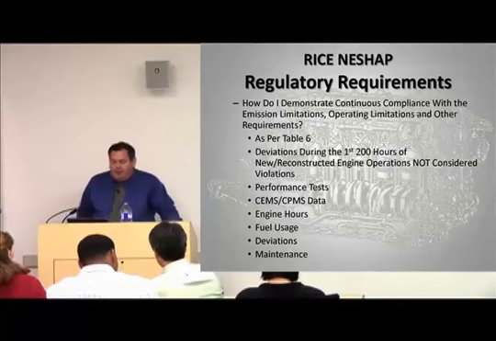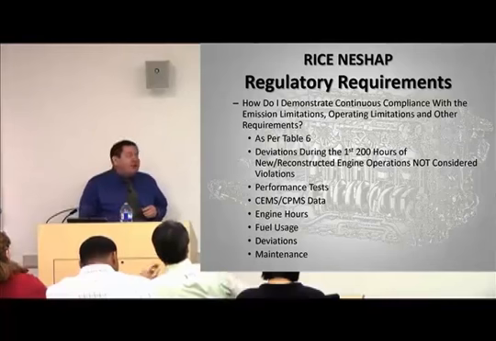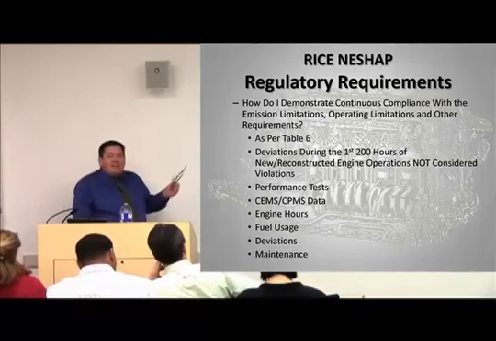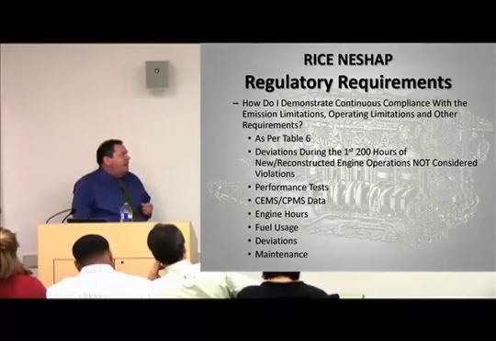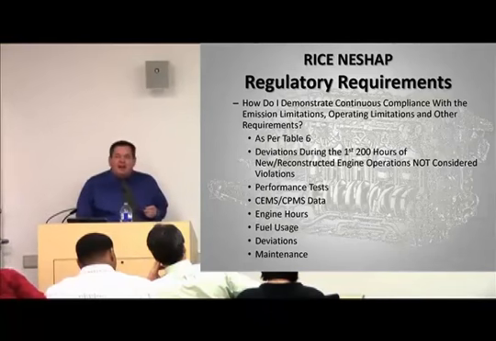Okay, how do I demonstrate continuous compliance with emission limitations, operating limitations, and other requirements as per Table 6? So Table 6 is a pretty extensive table. This is, I found, very interesting. Deviations during the first 200 hours of a new or reconstructed engine operation are not considered violations.